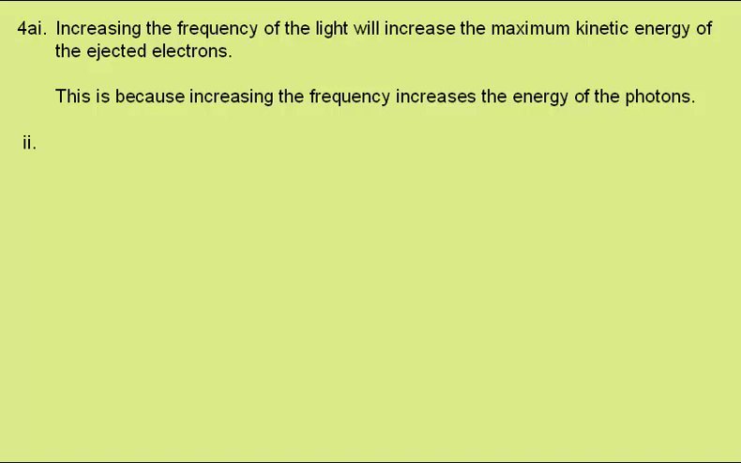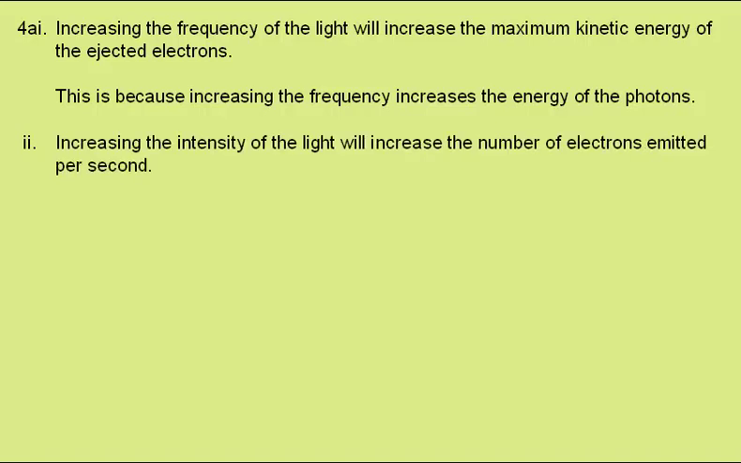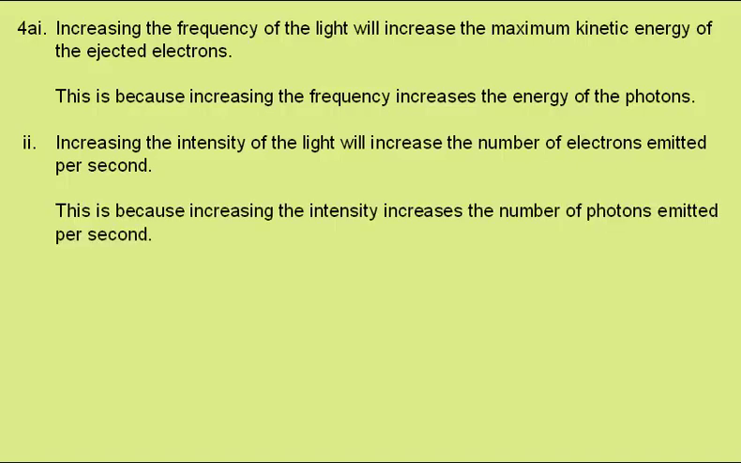In part 2, we need to state and explain the effect of increasing the intensity of the light on the emitted electrons. Well, increasing the intensity of the light will increase the number of electrons emitted per second. This is because as we increase the intensity, this increases the number of photons emitted per second.